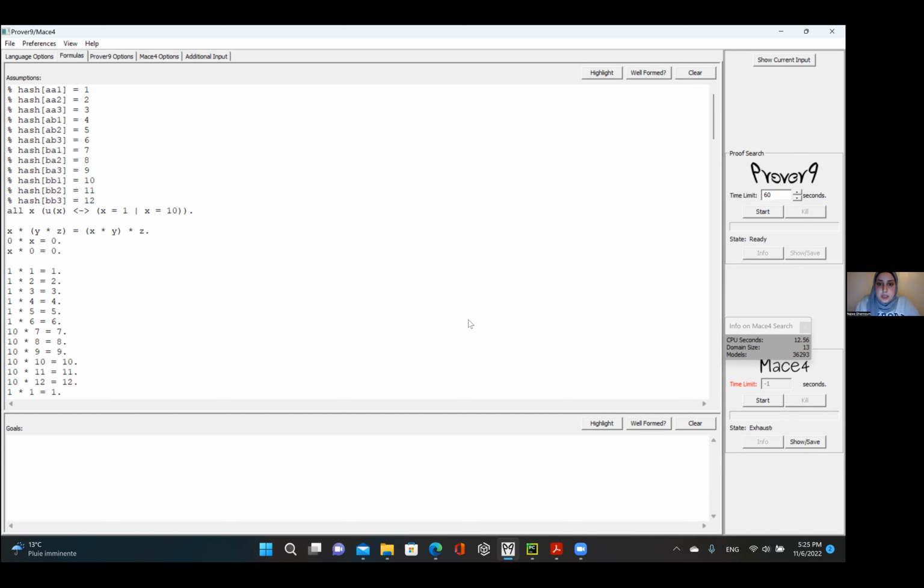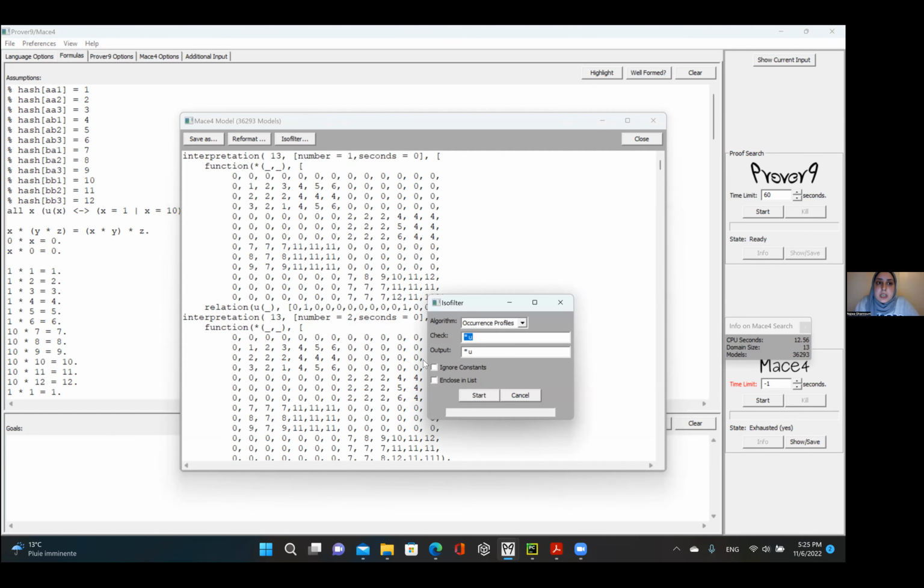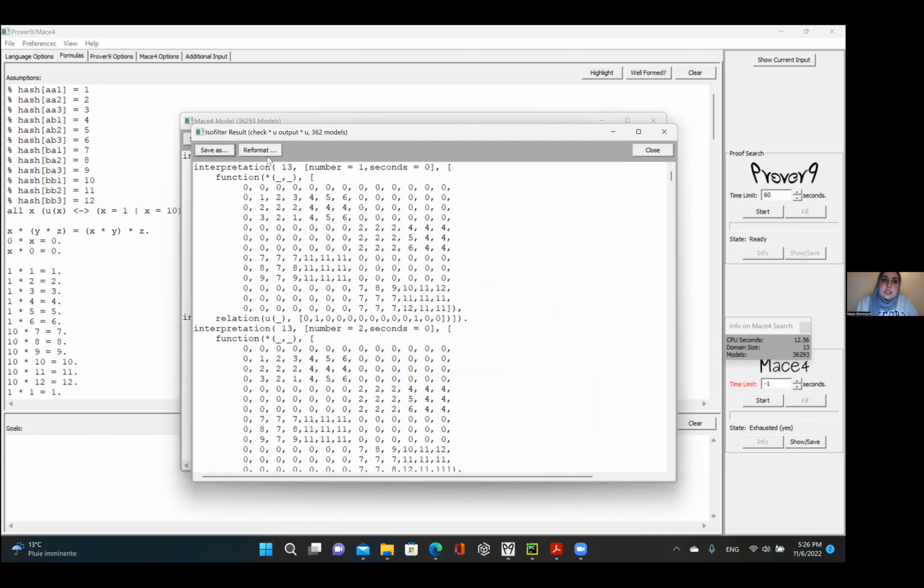So I think it's done. Yeah, so these are all the possibilities. We have around 36,000, but we want it up to isomorphism, so we isofilter. And we isofilter according to the identities 1 and 10, because we want to preserve the identities. So we run it again, and it will give us all the models up to isomorphism. So out of 36,000, we have 362 categories for the matrix 3333 up to isomorphism.